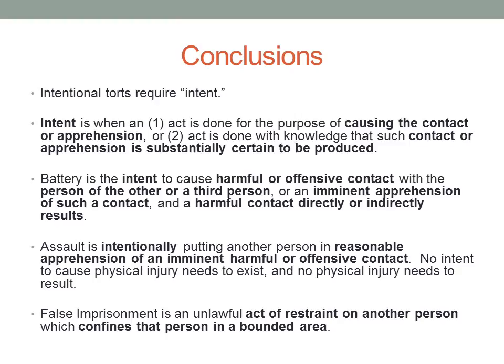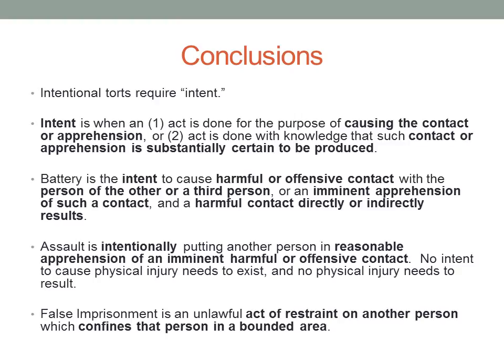Intent is when an act is done for the purpose of causing contact or apprehension, and the act is done with the knowledge that such contact or apprehension is substantially certain to be produced. So if you make contact with somebody for the purpose of causing harmful or offensive contact, or the act is done with knowledge that the harmful or offensive contact is certain to be produced, that is an intent. That's the level of intent you need.